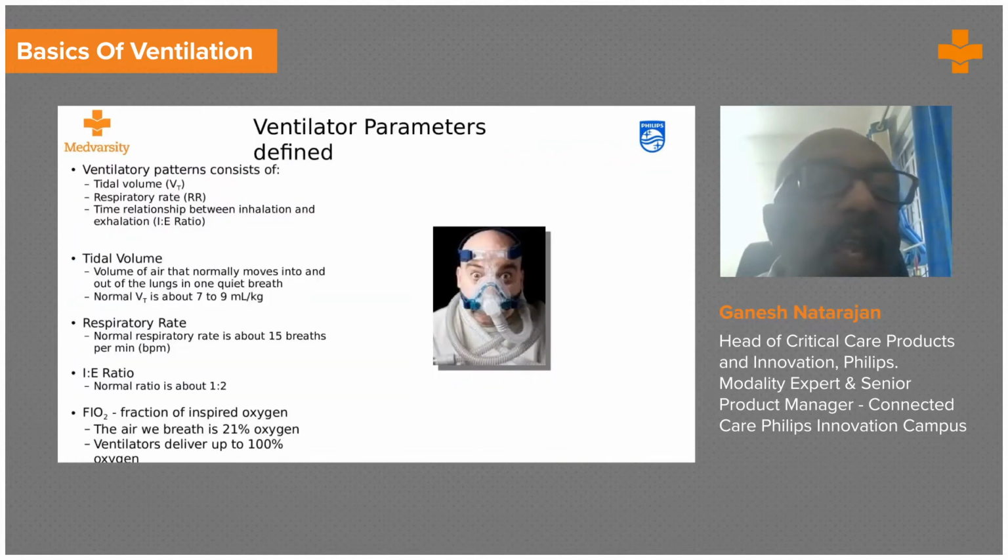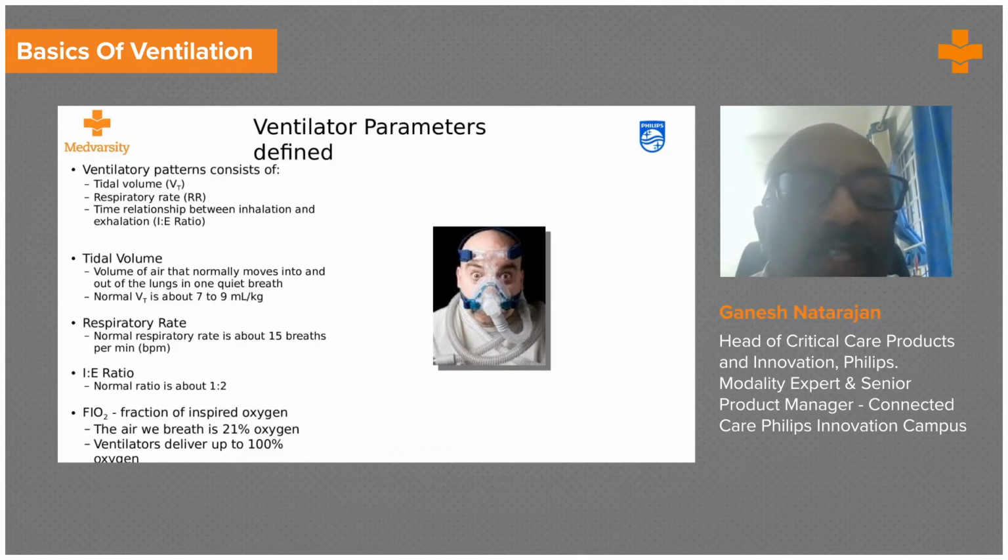Now, if we look at some of the ventilator parameters, I still remember when I started in an ICU many years back, the biggest challenge was that every ventilator had its own nomenclature, and the same thing was being presented in different ventilators as different things. But I'll try and make it simple here. You have a tidal volume, you have a respiratory rate, you have a time relationship between inspiration and exhalation that is called I is to E ratio.